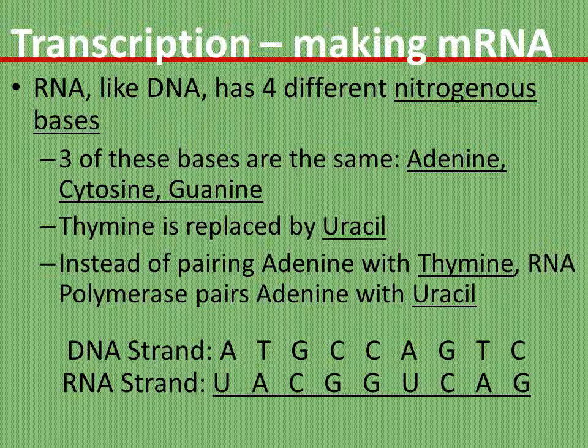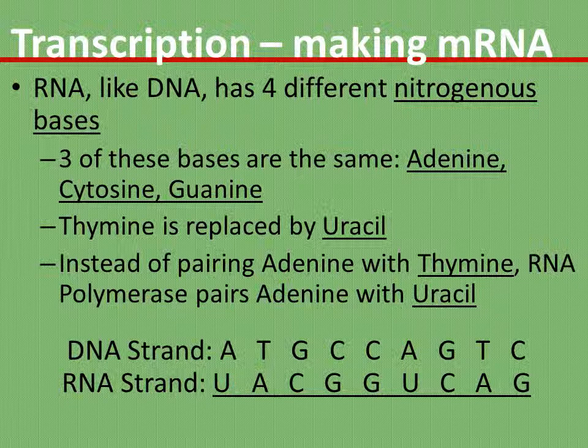So if your DNA strand reads ATGCCAGTC, your RNA strand is going to read UACGGUCAG. As I mentioned before, if it has adenine in your DNA strand, as we make the RNA strand, instead of pairing that adenine with a thymine, you're going to pair it with uracil. Since RNA still has adenine in it, when you have thymine in the DNA strand, you can still pair it with adenine. It's the other way around that you can't have it with thymine.